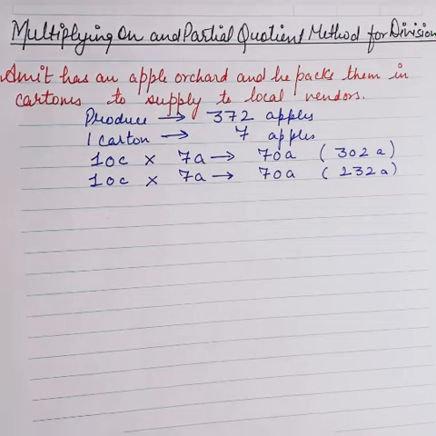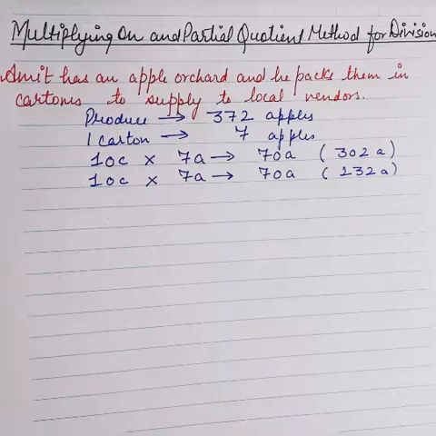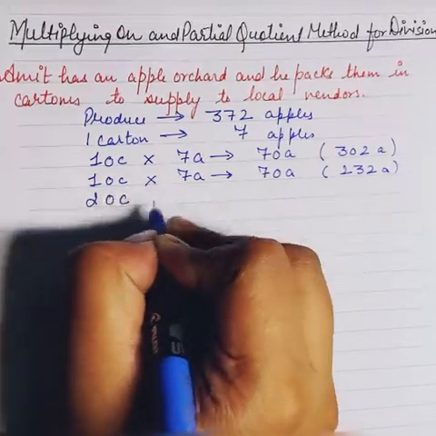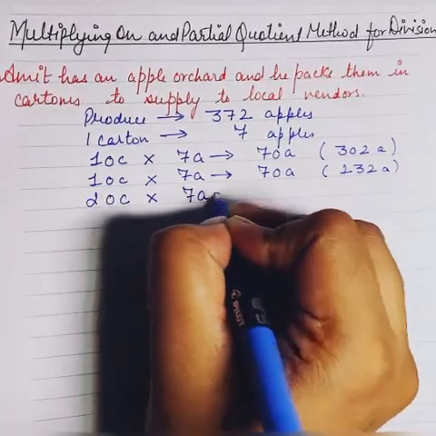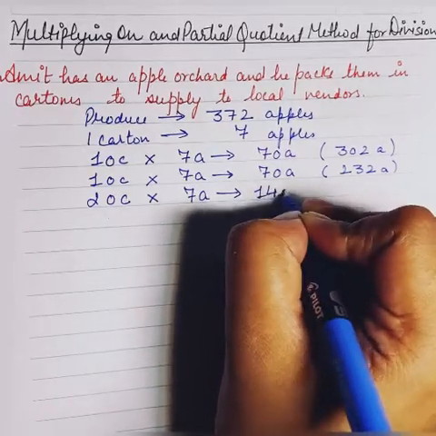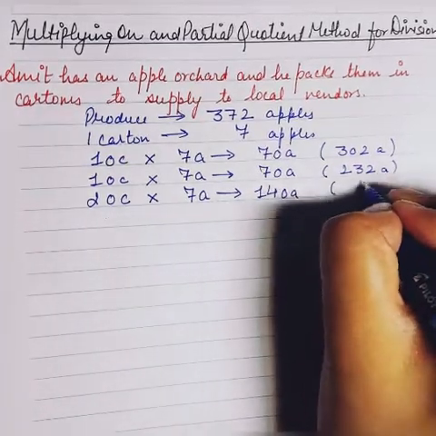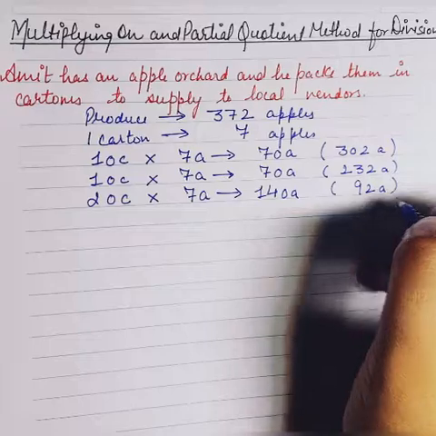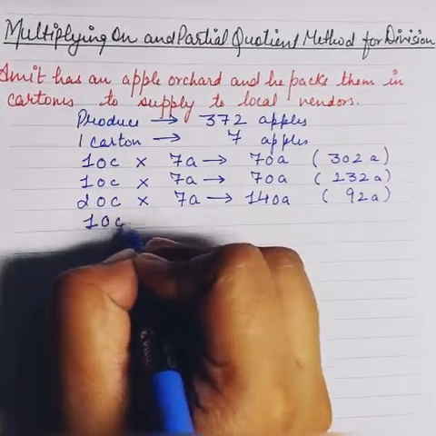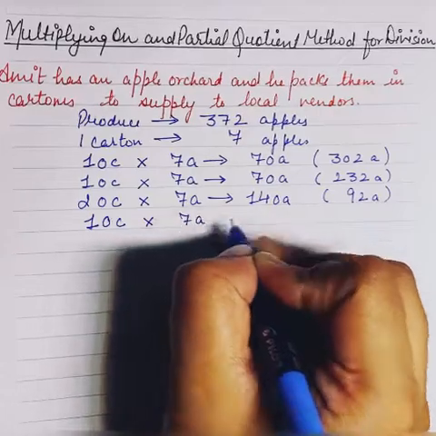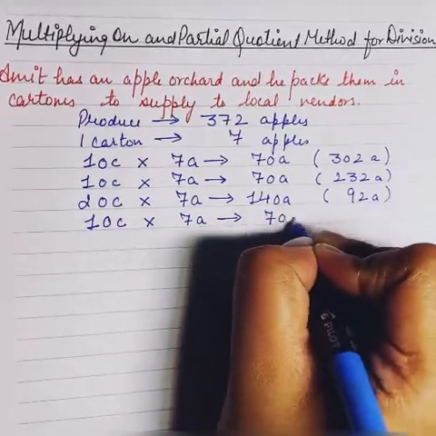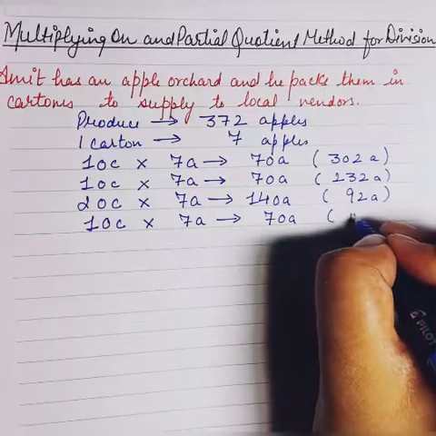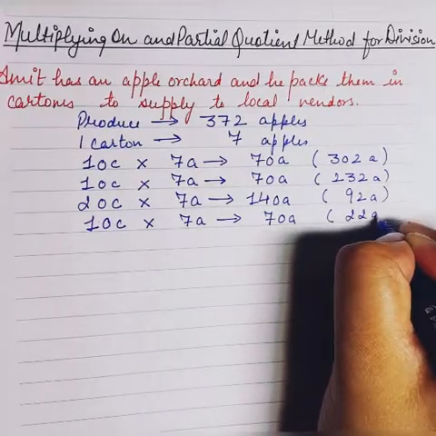232 apples. Now I know that there are 232 apples still left, and I want to try something different. So I'll try that at least 20 cartons he can use. If he puts in 7 apples in each, he'll be able to pack 140 apples, and this time he'll be left with 92 apples. And now again I'll try using 10 cartons, putting 7 apples in each and packing 70 apples. This time Amit will be left with 22 apples.